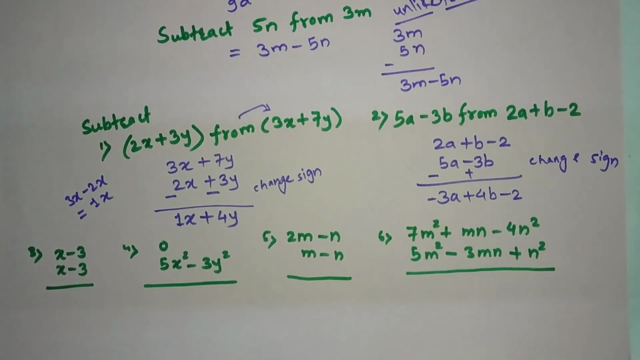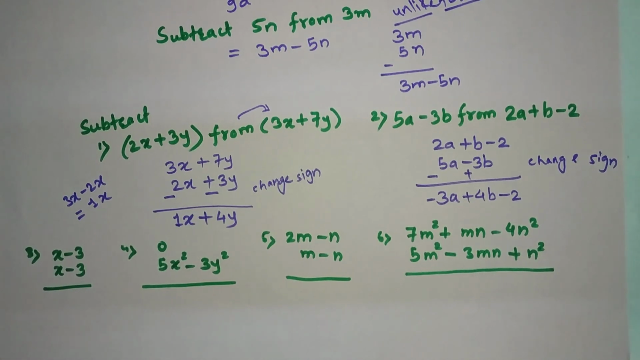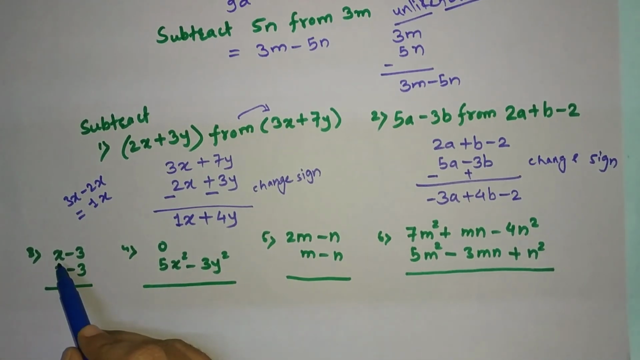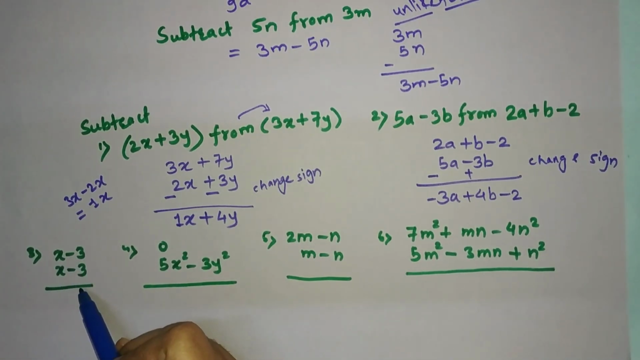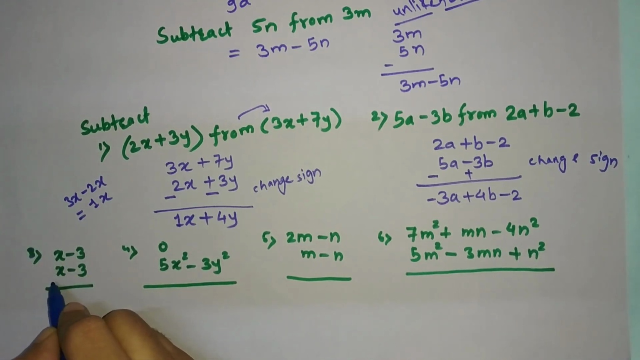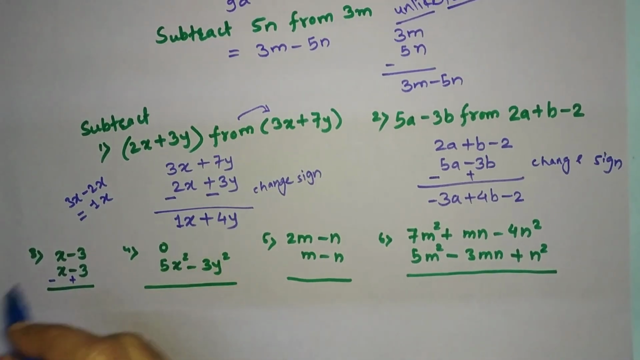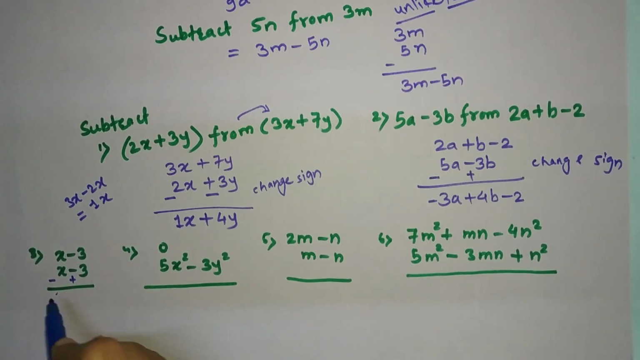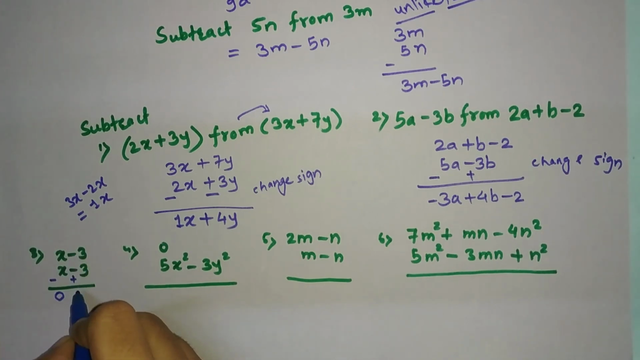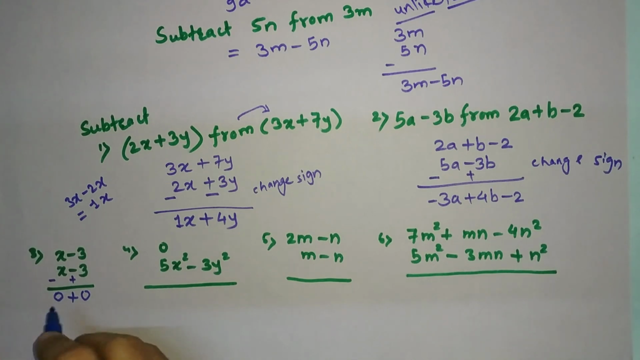So now we will do the subtraction of these expressions. So here we need to change a sign. x minus 3 we need to subtract from x minus 3. So we'll change the subtrahend's signs here. Plus becomes minus and minus becomes plus. And friends, we know that here it is x and it is minus x. x and minus x are additive inverses of each other, so it gives us 0. And here minus 3 plus 3, again they are additive inverses of each other, so it gives us 0. So the final answer we get is 0 here.